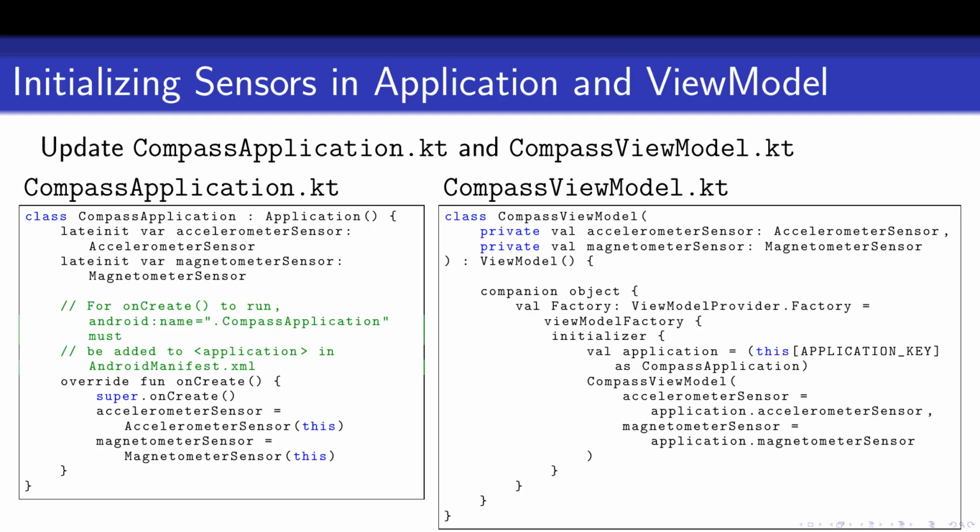To wire everything together, initialize both sensor classes in the Compass application class. Then inject them into the Compass view model. This architecture separates logic from UI and makes your code more maintainable and testable.